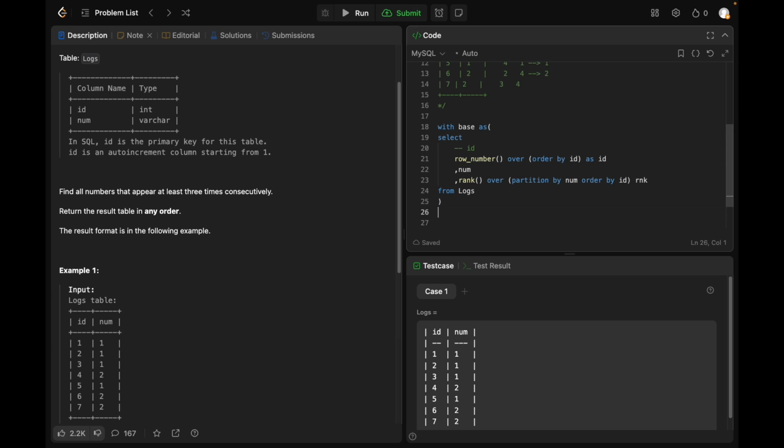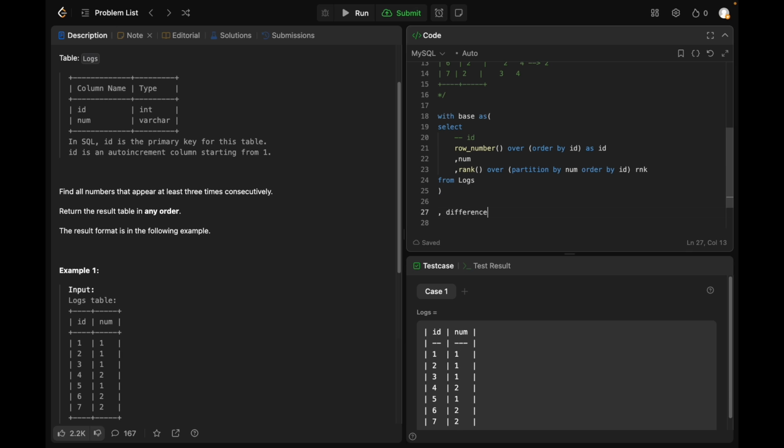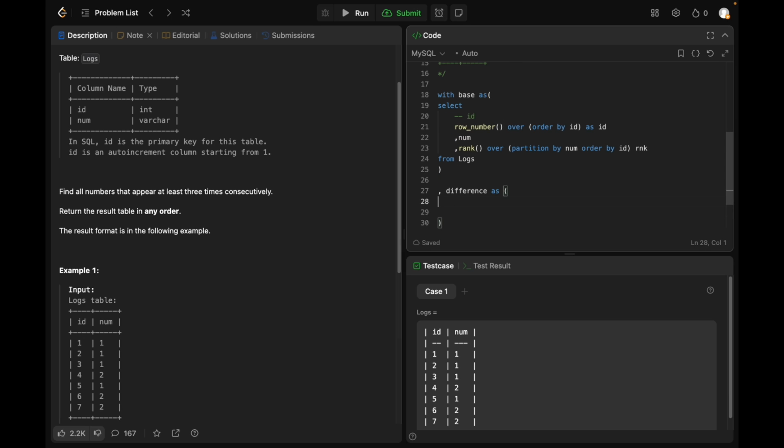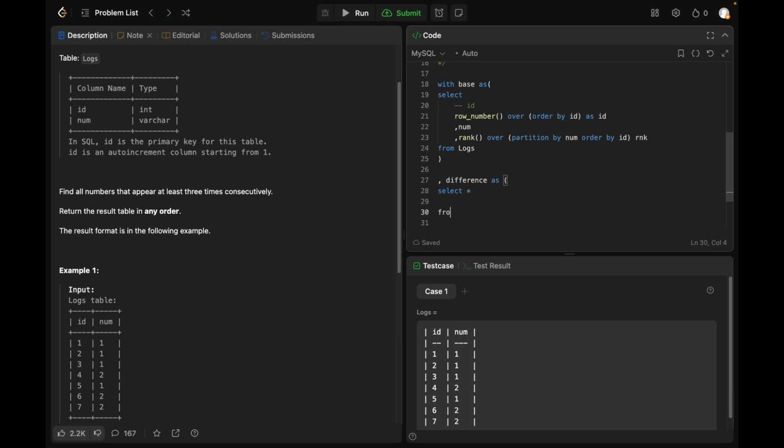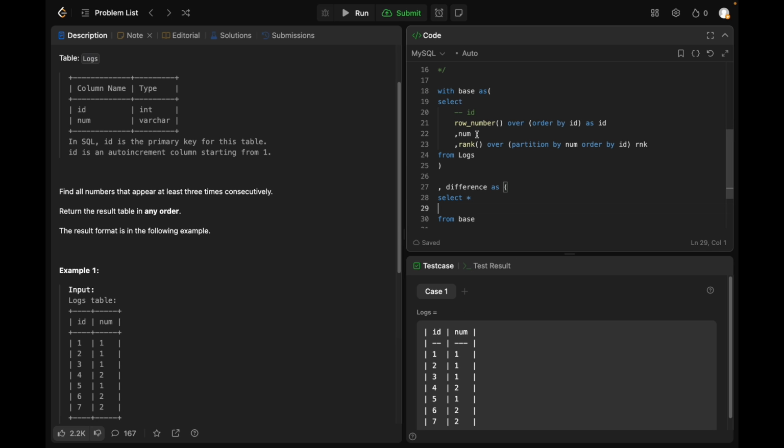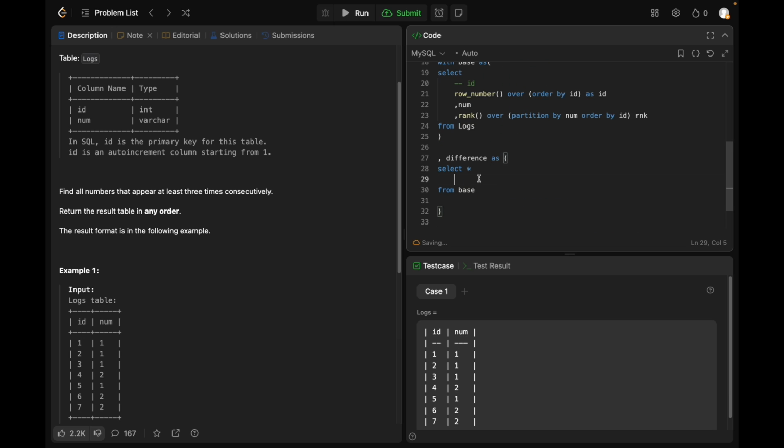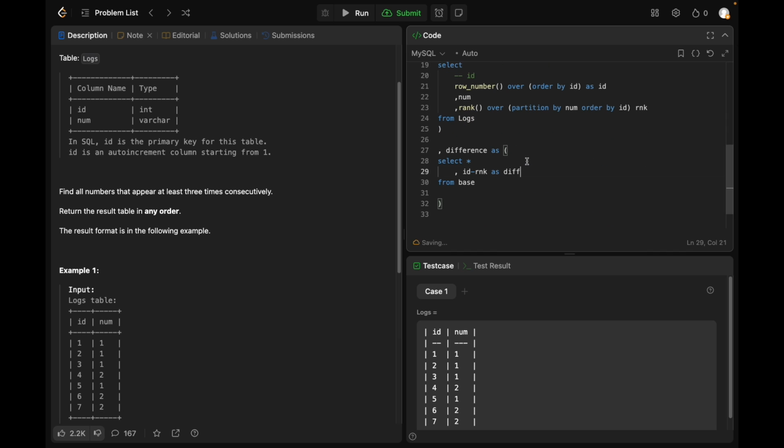Now that I have that, I can say, okay, well now let's maybe have another CTE called differences as, and then we're going to want to select everything. So select everything from my CTE called base. I'm going to have these 3 columns, but I also want the difference now, because now I'm actually able to calculate that. So now I can say, give me everything, but also give me the difference between ID and rank, right? And then maybe name it something like diff, like we did over here.